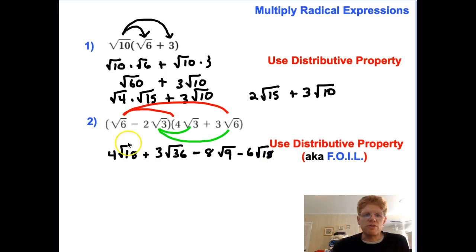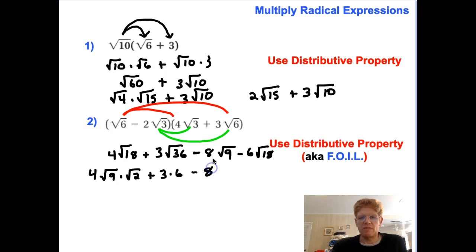Then all we have to do is go through and do a little bit of simplifying. So we can see that 4 square root 18 is the same as 4 times the square root of 9 times the square root of 2. And it's a perfect square factor, so we can simplify that. This is going to give us 3 times the square root of 36, which is obviously 6, minus 8 times the square root of 9, which is a perfect square, which is 3, minus 6 times the square root, once again, of 18, which is the square root of 9 times square root of 2.